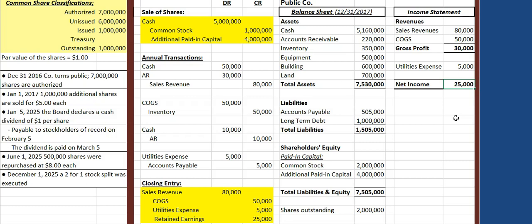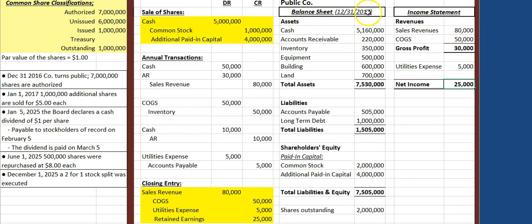That's incremental value that the company created for its shareholders, right? The company used $55,000 in expenses, right? $50,000 in inventory and another $5,000 in utilities to create $80,000 in revenues. So the company created for its shareholders an incremental $25,000. That's the whole purpose of every company.